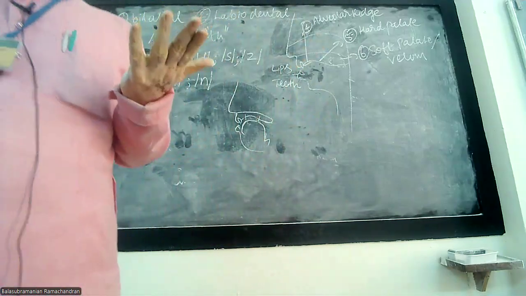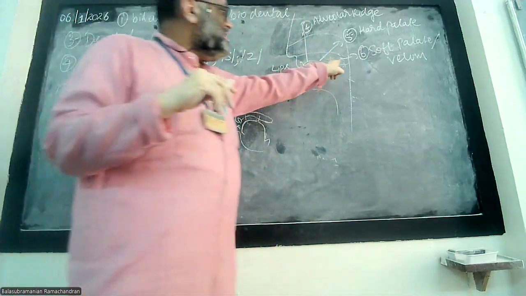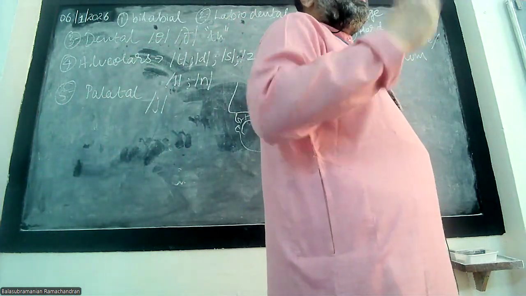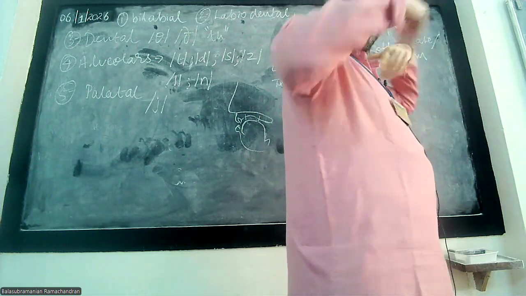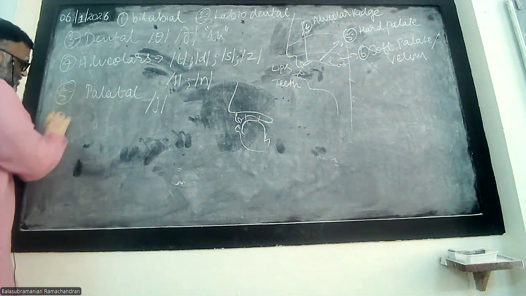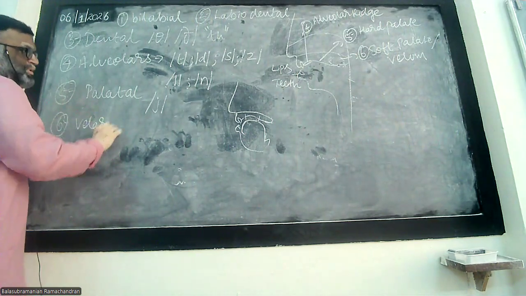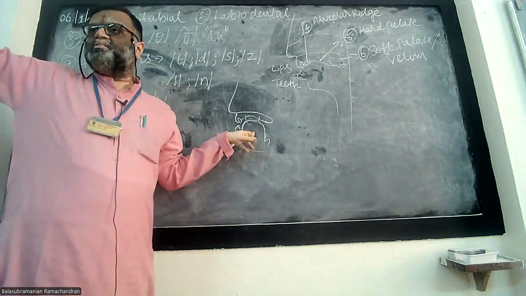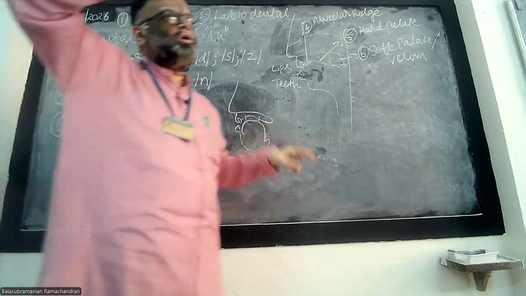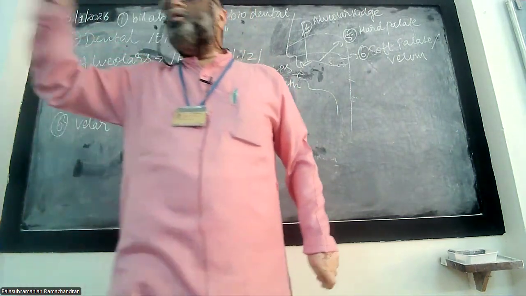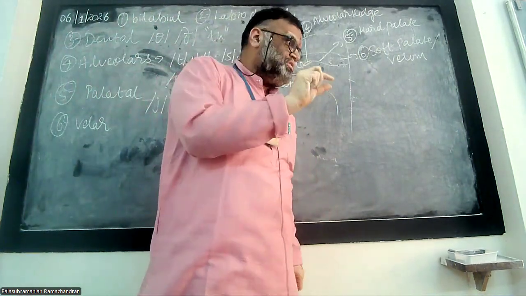What else can you call it? Any sound which is produced here can be called as what? Anybody? Velar sounds. So we have the velar sounds. What happens is the action of the tongue: again the tongue goes and either touches it or comes very close to the soft palate or velum. Those are called velar sounds.